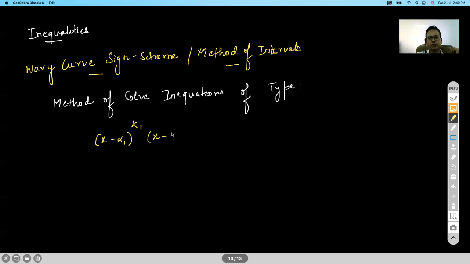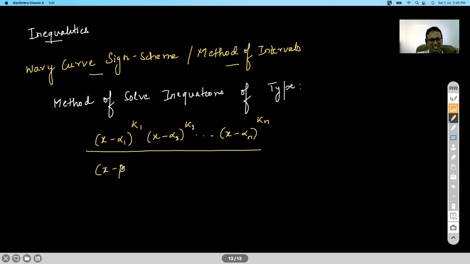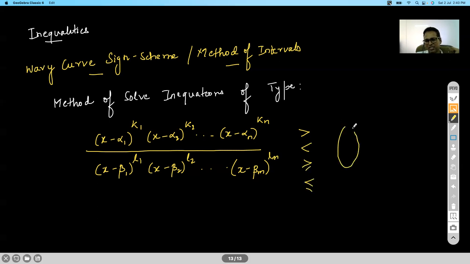So it basically helps you to solve inequations of this nature. I'm just writing a very generic structure of it. Don't get scared by the structure. Beta 2 to the power L2, and so on, till let's say beta M to the power L. Either greater than or less than, or greater than equal to or less than equal to 0. Zero should be on this side.